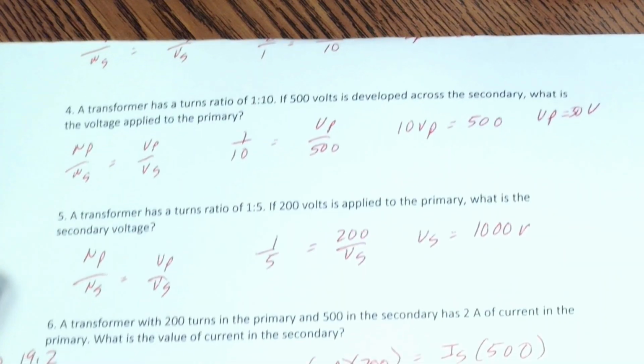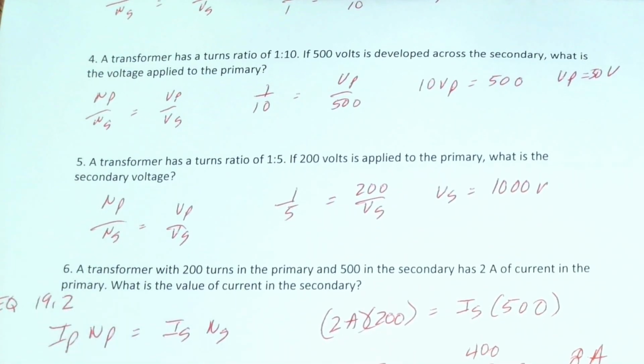Then number 5, a transformer has a turn ratio of 1-to-5. If 200 volts is applied to the primary, what is the secondary? So it's 1 over 5 equals 200 over VS, or VS equals 200 times 5. So that's 1,000 volts.